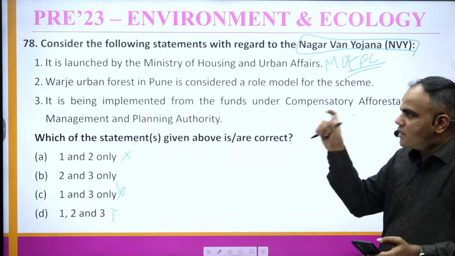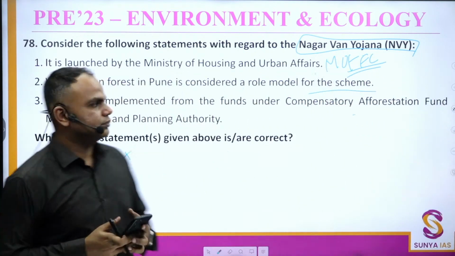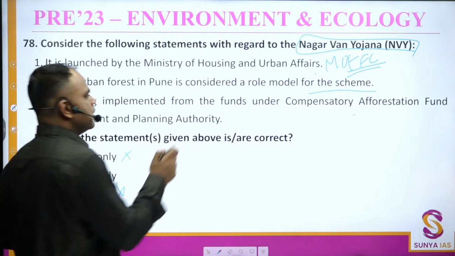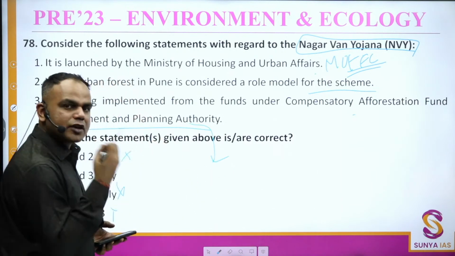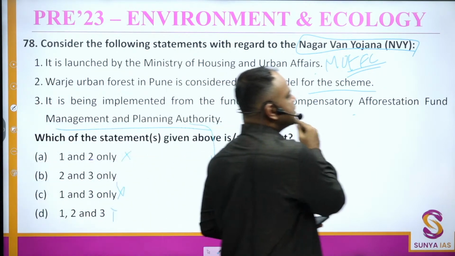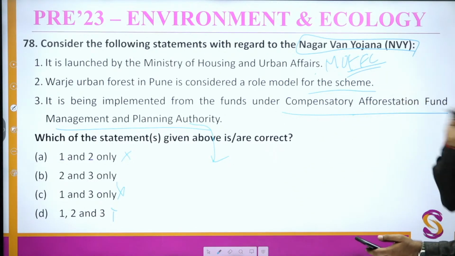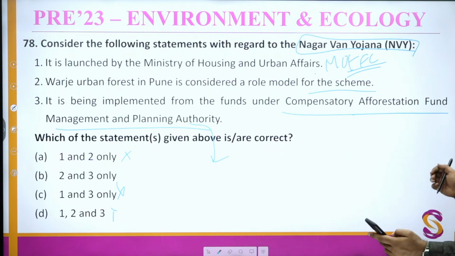Varje urban forests in Pune are considered a role model for this scheme. Okay, so that is true. That these are considered as a role model, true. And it is being implemented from funds under the CAMPA. We have already discussed what is CAMPA Act of 2016. So yes, you get the funds here from this particular authority, the Compensatory Afforestation Fund Management and Planning Authority. Okay, so that is one part. Okay, then next.